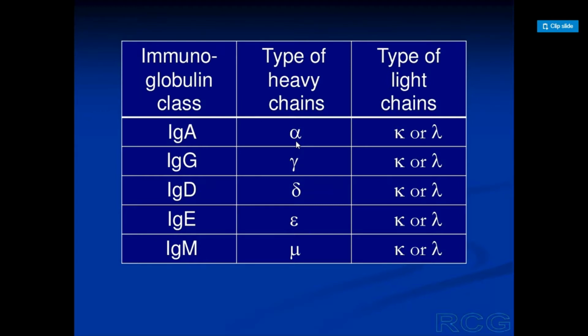Here the IgA has the type of heavy chain as the alpha, and the type of light chain can be either the kappa or a lambda. This happens to all the immunoglobulins. The light chain can be a kappa or a lambda, but only one, not both. Then the gamma chain is present in immunoglobulin G, the delta is present on immunoglobulin D, epsilon on immunoglobulin E, and the IgM has the mu.